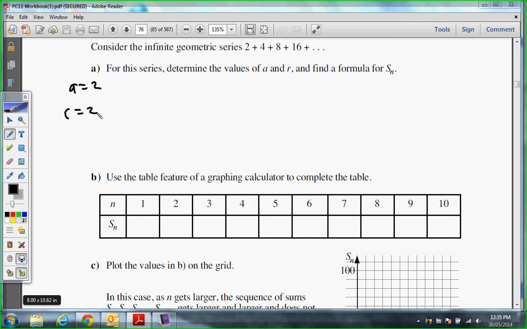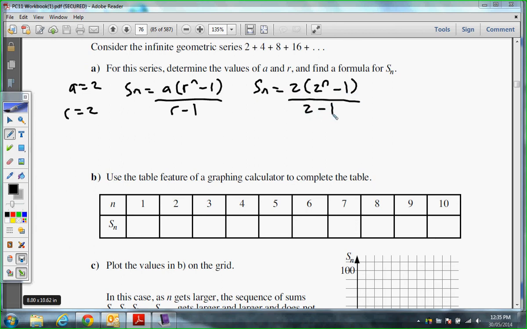Okay, if we do the formula again, we have S of n equals A times R to the n minus 1 all over R minus 1. So we plug in what we have. We have S of n equals 2 times 2 to the n minus 1 all over 2 minus 1. You'll see that 2 minus 1 is just 1, so the bottom essentially just goes away. So this simplifies to just this. You can put that in your calculator again. So put this in your Y1, hit second graph, which is table, and you can fill out this table. Start filling it out here too. So we get 2, 6.